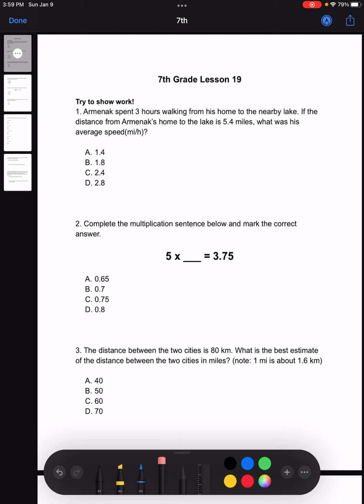Armagnac spent 3 hours walking from his home to the nearby lake. If the distance from Armagnac's home to the lake is 5.4 miles, what was his average speed, or miles per hour?